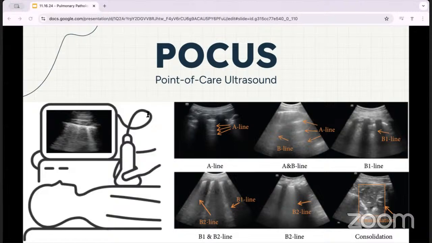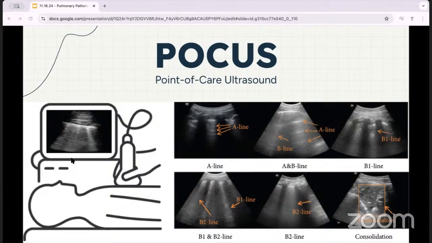So, imagine someone is coming to the ER and they can't breathe. Using this tool, a doctor could immediately figure out if it's fluid in the lungs, if it's a collapsed lung, or something else entirely. It's like having X-ray vision without the harmful side effects. So it's a very helpful tool. I highly recommend you learn a little bit more about it.